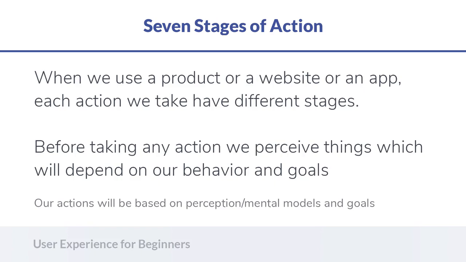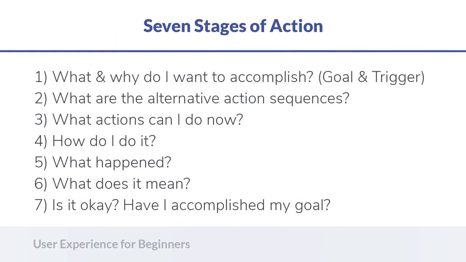So let's see what are those 7 stages of actions. These 7 stages of actions were also proposed by Don Norman. Let's see what are those 7 steps. Number 1 is what and why do I want to accomplish. First is our goals and triggers. What is triggering to accomplish this goal?